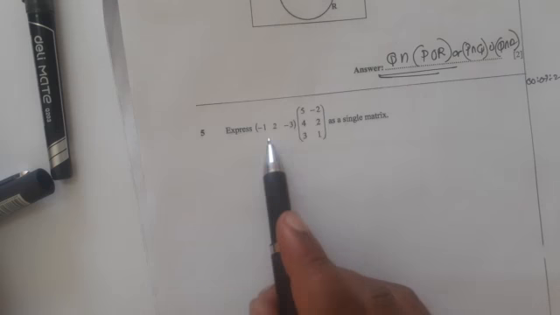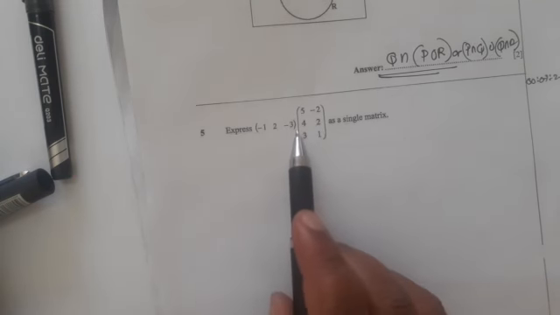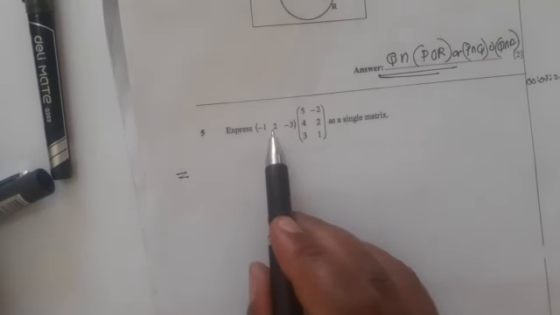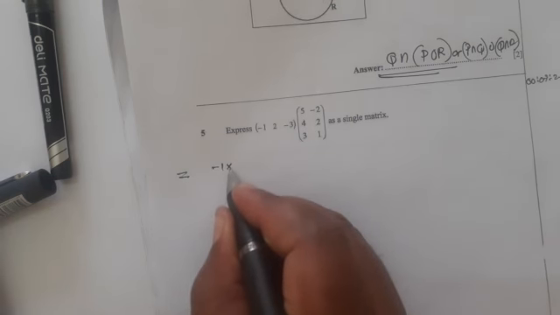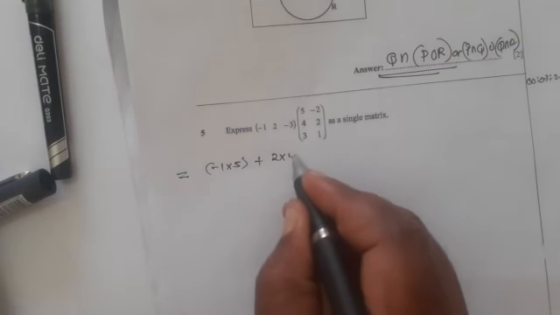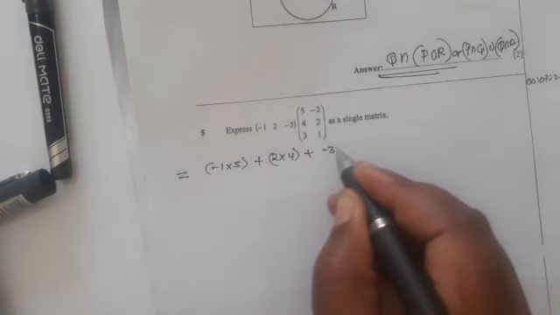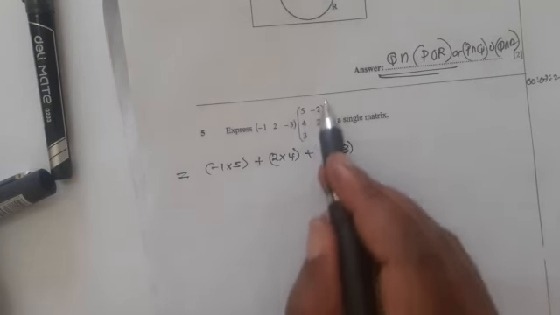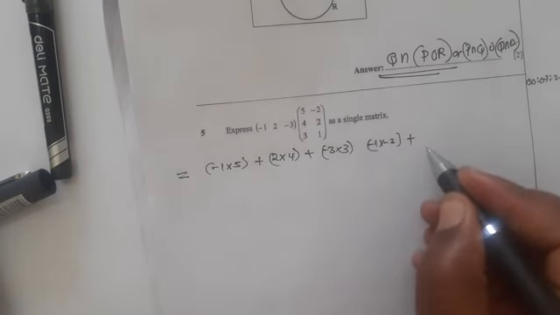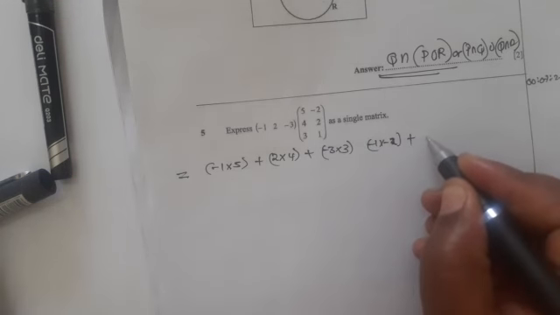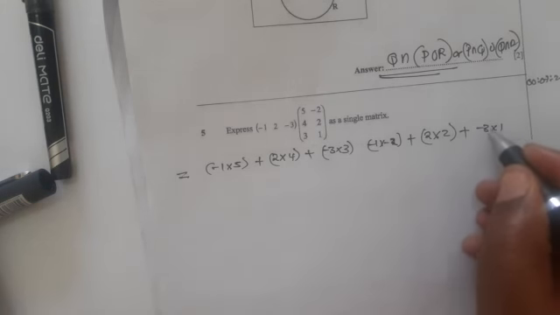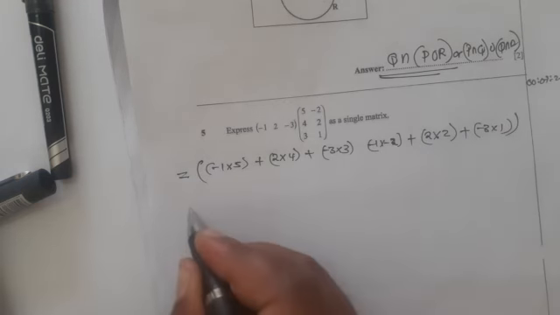Question 5. Express this matrix and that one as a single matrix. So take note, it means here there is a side multiplication sign. So you are going to multiply, you say negative 1 by 5 plus 2 by 4 plus negative 3 by 3. Okay? We are done here, then we'll go to the next column. This with that. It's row by column. So negative 1 by negative 2 plus 2 by 2 plus negative 3 by 1. Okay. So this is the matrix that we are going to have.